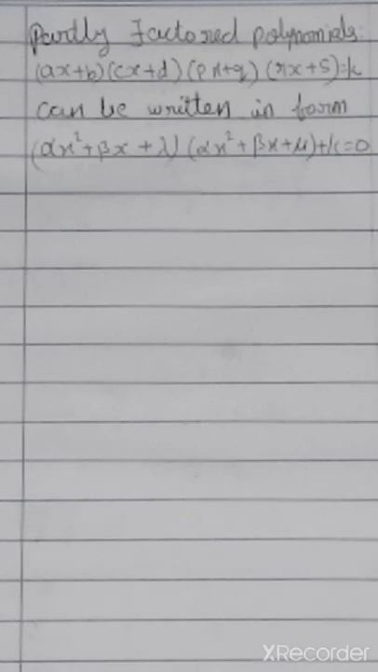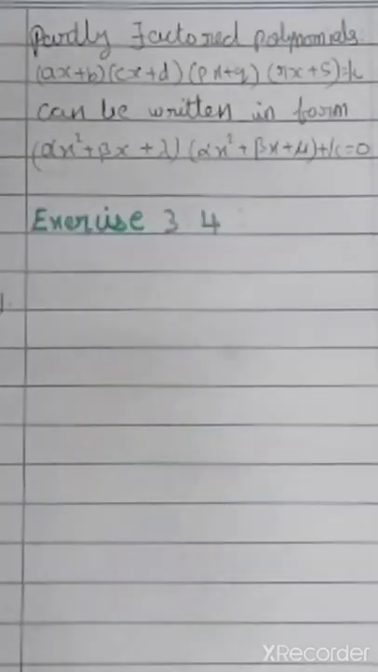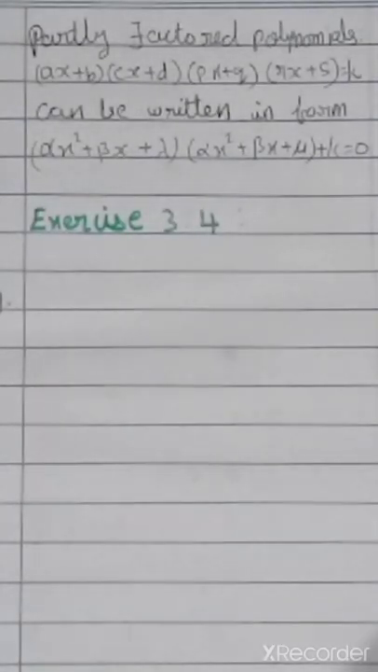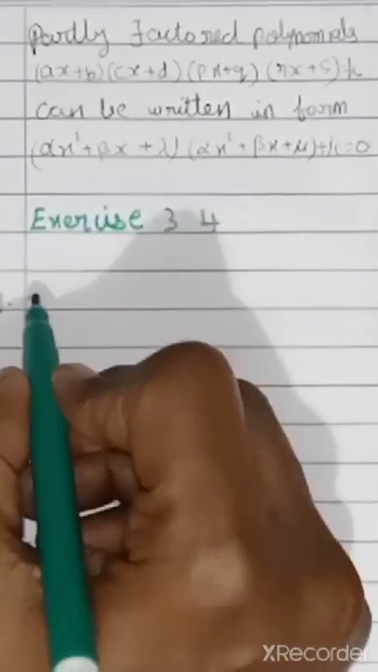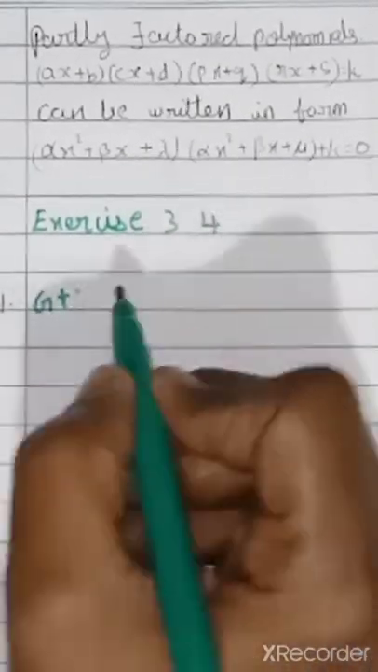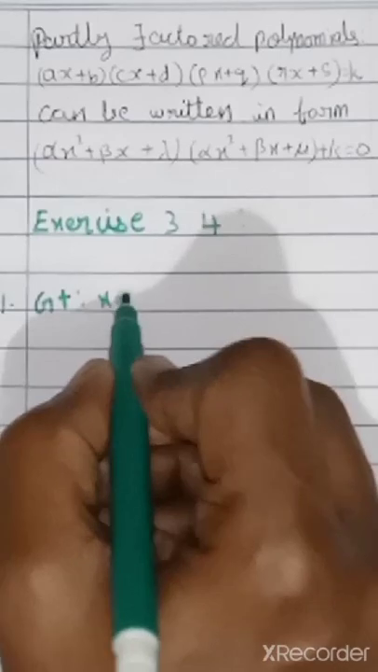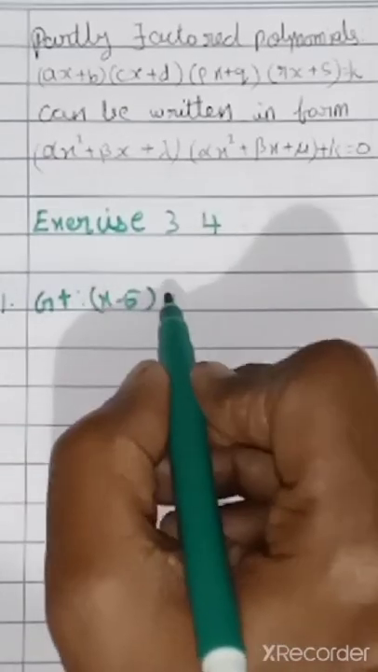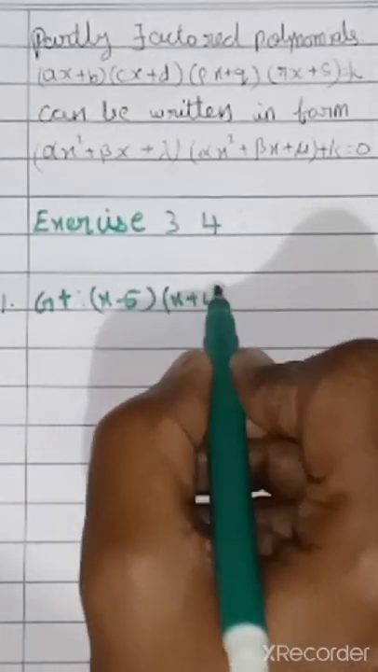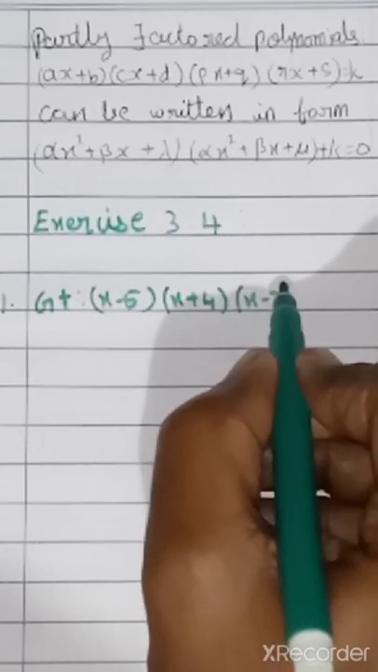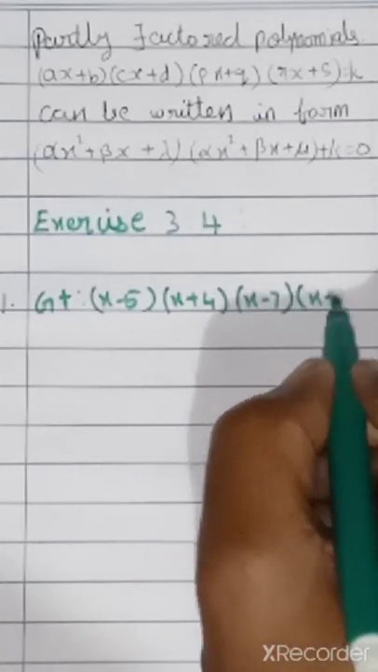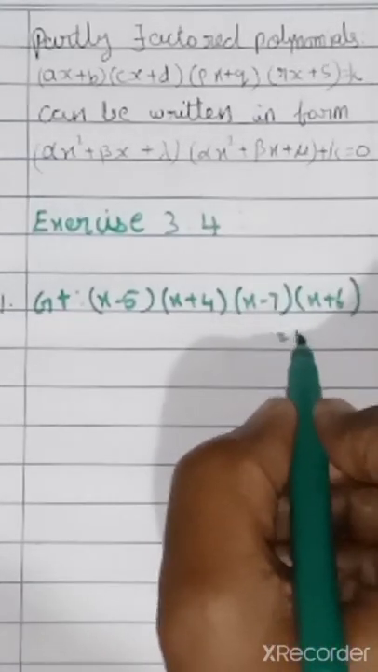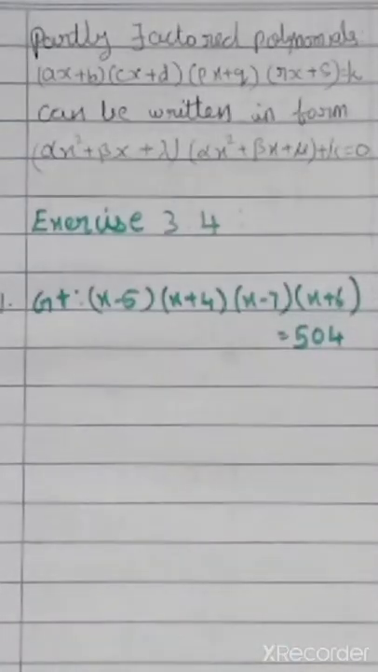So take your exercise 3.4. Your first problem says solve: (x minus 5)(x plus 4)(x minus 7)(x plus 6) equal to 504.